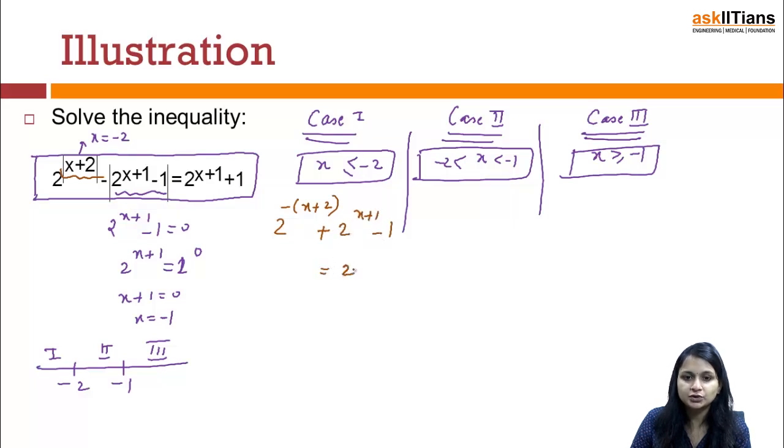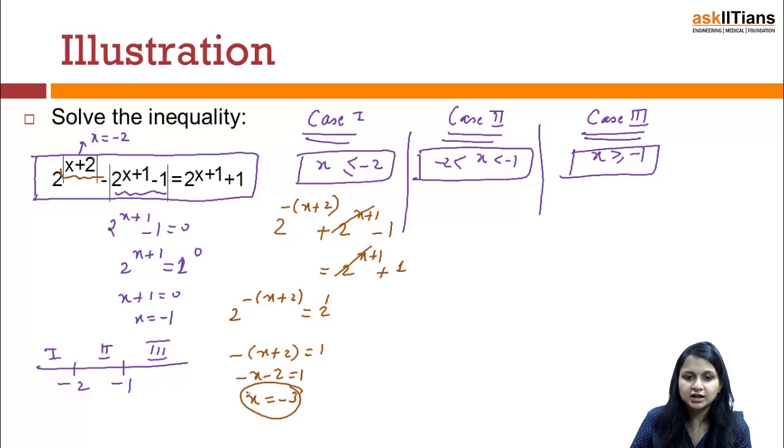That is equal to 2 raised to the power x plus 1 plus 1. This is my equation. Okay. So, you can easily see that this gets cancelled. So, I am left with 2 raised to the power minus x plus 2 equal to 2, or I have minus of x plus 2 equal to 1. That gives me minus x minus 2 equal to 1, or x equal to -3.